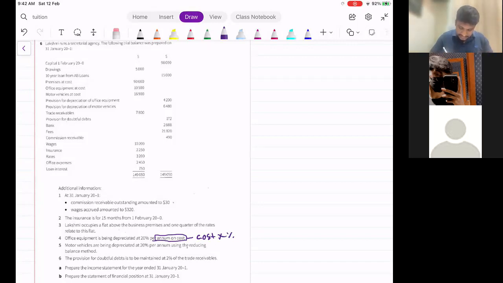And then the next one is they say reducing balance method. When the question says reducing balance method, the formula is cost minus accumulated depreciation, then only times the percentage. Understand? Okay. Others all try. Then you answer me.